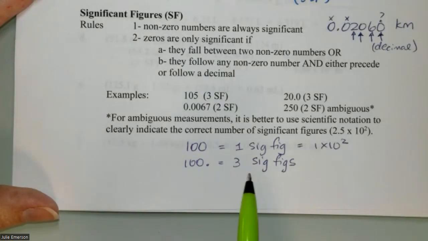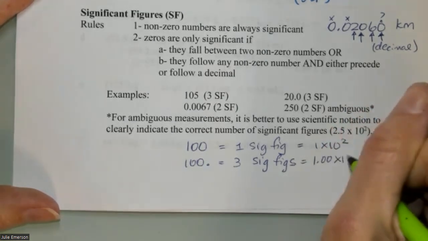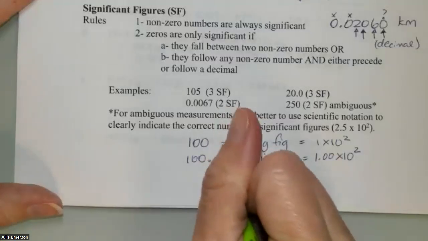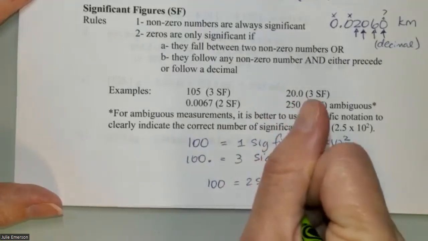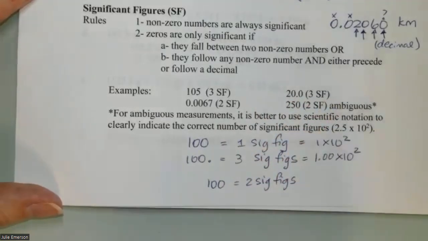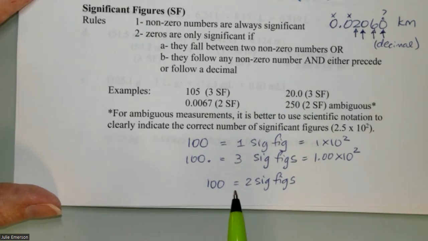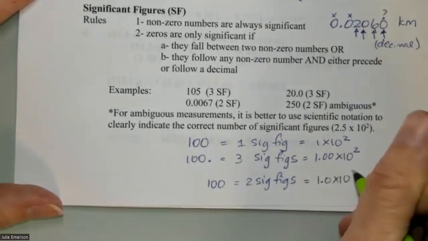However, if I have 100 and I want it to have 3 sig figs, then I'm going to write it as 1.00 times 10 to the 2. There's clearly my 3 significant figures. And if I get into a sticky spot and I need 100 to have 2 significant figures, then the decimal isn't going to help or hurt me, because if I leave it off, it's only 1 sig fig. If I put it on, I've got 3 sig figs. So this is one of those cases where I have to use scientific notation to do this right. In that case, I would do 1.0 times 10 to the 2.